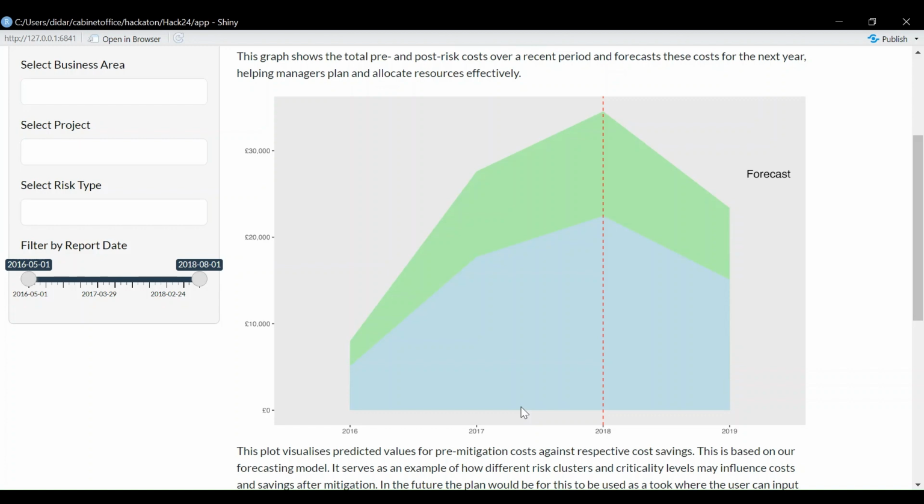This is an area chart that forecasts 2019 total pre and post factored cost variables. The forecast is based on the mean of 2016 to 2018 total pre and post factored costs. I'll now pass to my colleague.